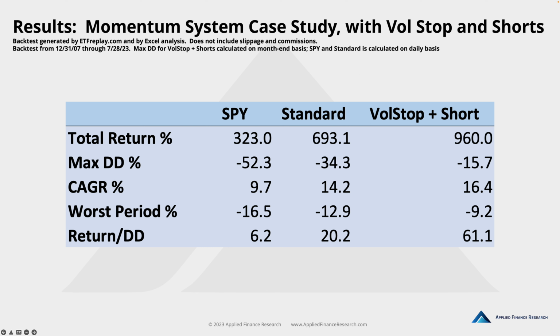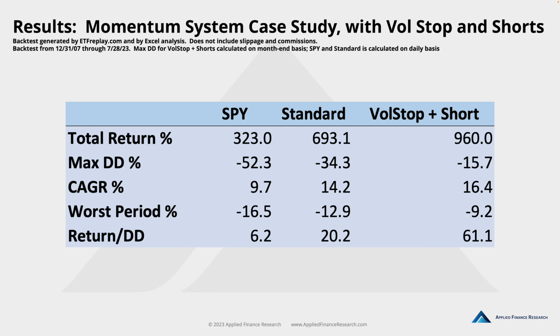So to summarize, while the standard system already had excellent returns, the addition of the volatility stops and the shorts has a big impact when it comes to increasing return and decreasing drawdown. So for those of you who already know and like Dr. Ken Long's BMR systems, you'll love this evolution of his work.